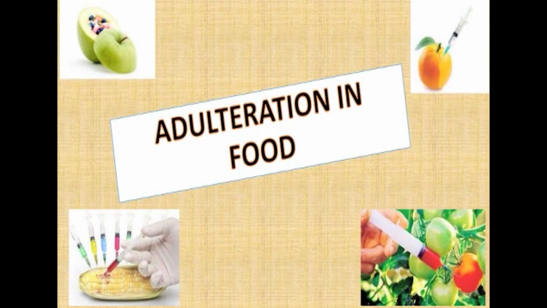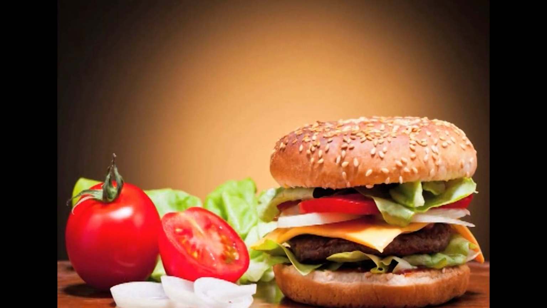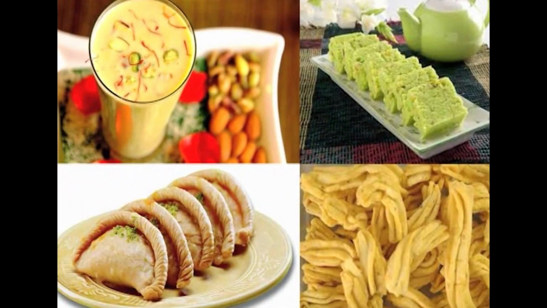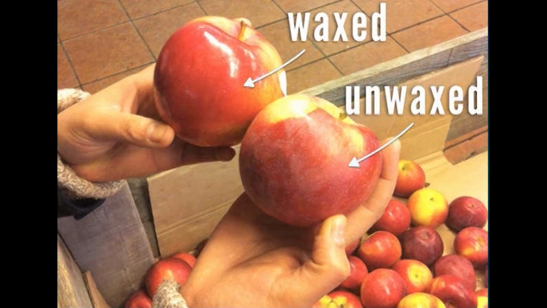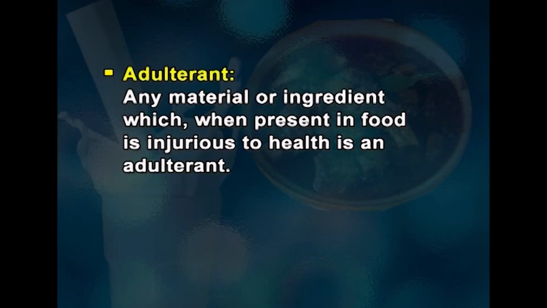Food adulteration consists of substituting a whole or a part, adding a cheaper substance, or removing a vital nutrient from the food, which makes the quality of the product inferior. The Indian Prevention of Food Adulteration Act, enforced in 1954, defines a food adulterant as any material or ingredient which, when present in food, is injurious to health.